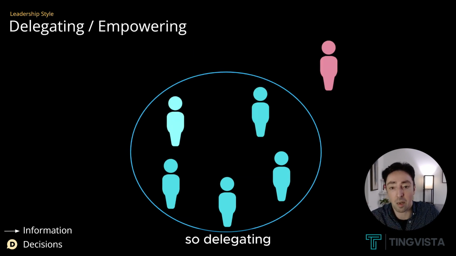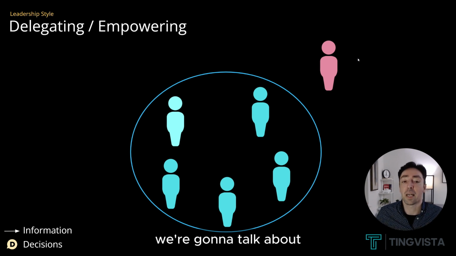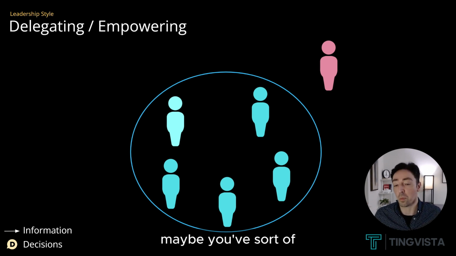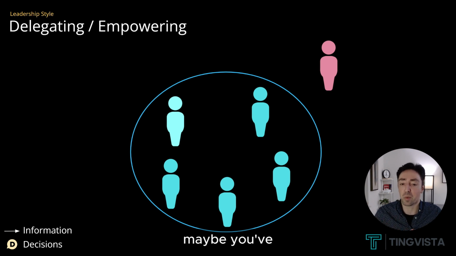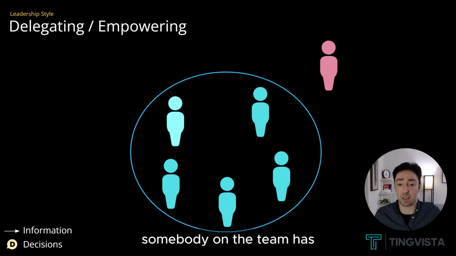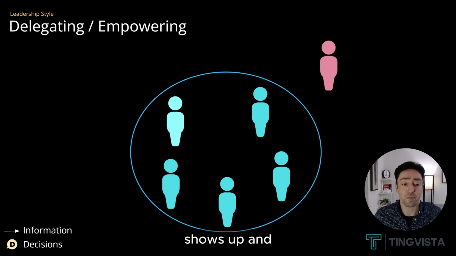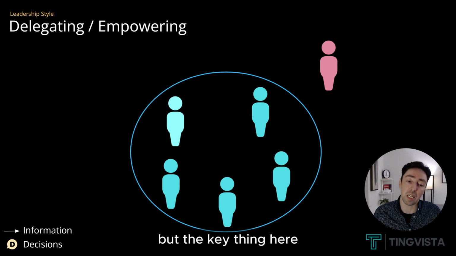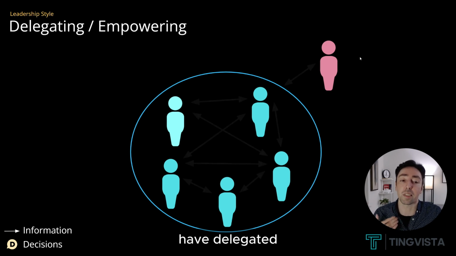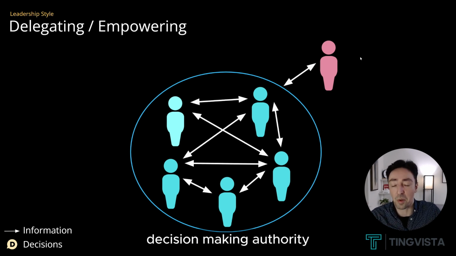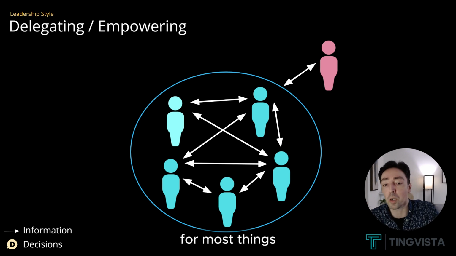So delegating and empowering is the last one we're going to talk about. And this is where maybe you've replaced yourself as the collaborative team captain. Maybe you've nominated another facilitator or project manager or something like that. Or maybe just somebody on the team shows up and provides their leadership and their style, and that creates that kind of dynamic on the team. But the key thing here is that you have delegated decision-making authority to the team for most things.